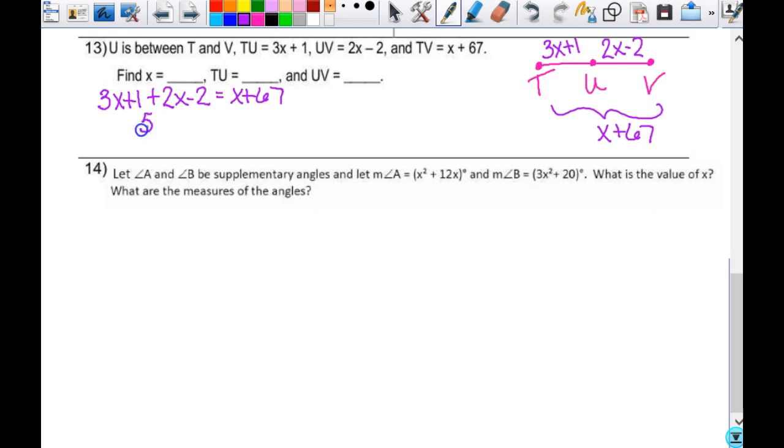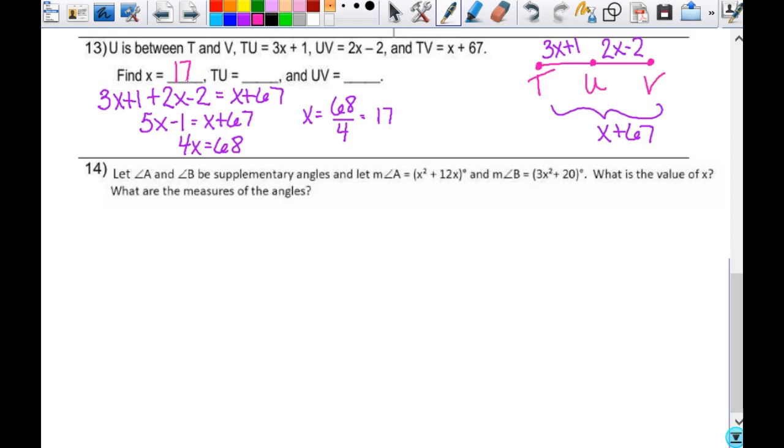So then this gives me 5x minus 1 equals x plus 67. So 4x equals 68. So x equals 68 divided by 4. 68 is divisible by 4. So 4 goes into 6 once with 2 left over, and that's 28. Then 4 goes into 28 7 times, so x equals 17. Put that in right there.